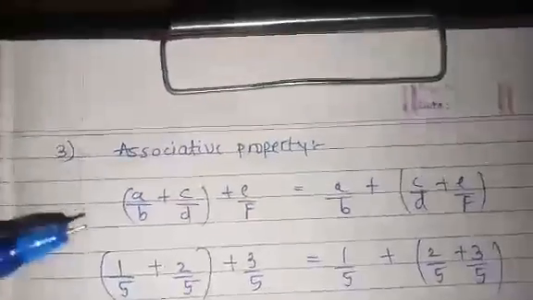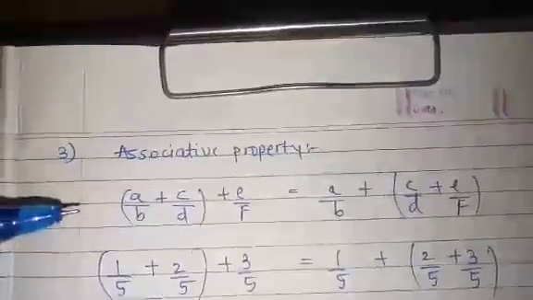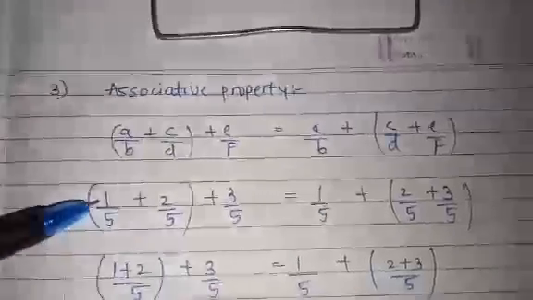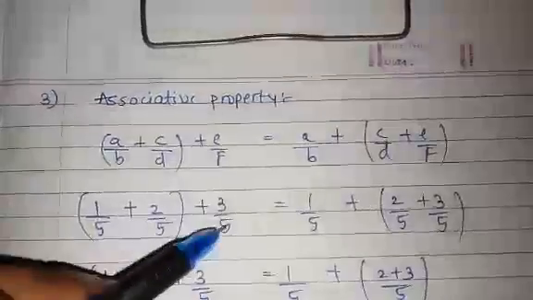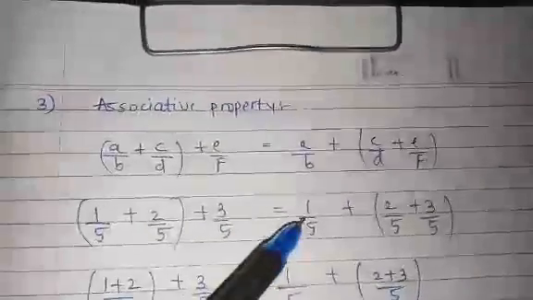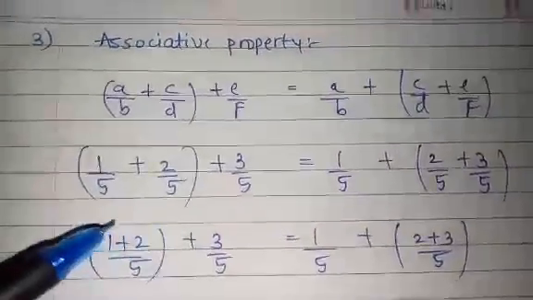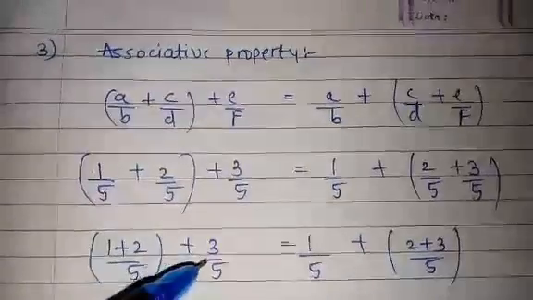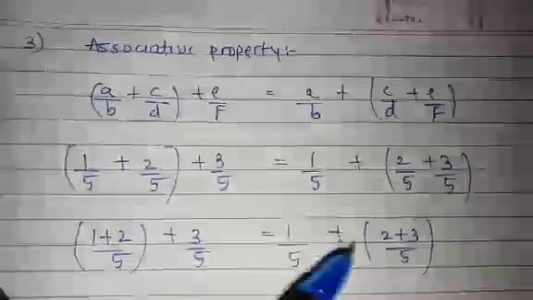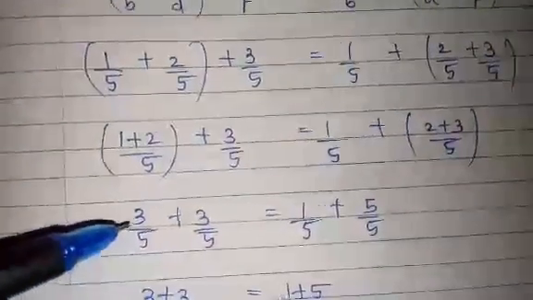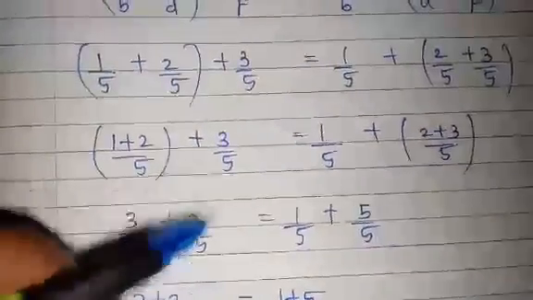Let us check whether it is valid for addition of rational numbers or not. 1 upon 5, 2 upon 5, 3 upon 5 are three rational numbers. So here it will be 1 upon 5 aside, 2 upon 5 plus 3 upon 5 in bracket. Denominators are same, so here it will be 1 plus 2 upon 5 plus 3 upon 5. Here it will be 1 upon 5 plus in bracket 2 plus 3 upon 5, which comes to our next step, that is 3 upon 5 plus 3 upon 5.